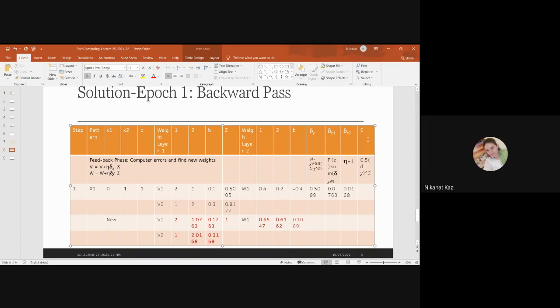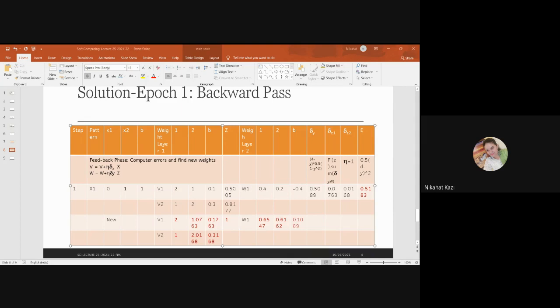And also compute the cycle error, half d minus o the whole square. It comes out to be 0.5183. I'll write it down. 0.5183. So this is one complete iteration of backpropagation training.